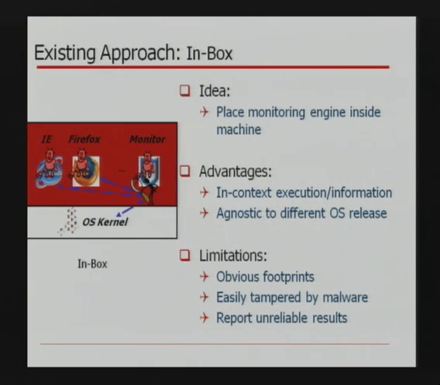When there is a rootkit as the malware, it can compromise the whole OS kernel and disrupt the system core, and then it will report unreliable results to the monitoring engine, and these results cannot be trusted by us.